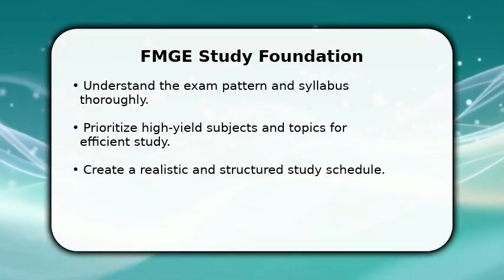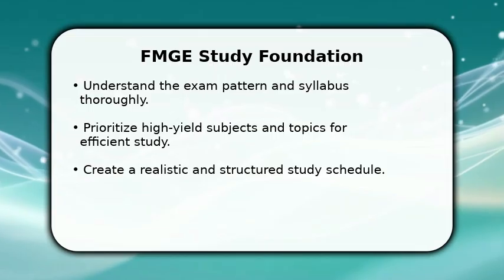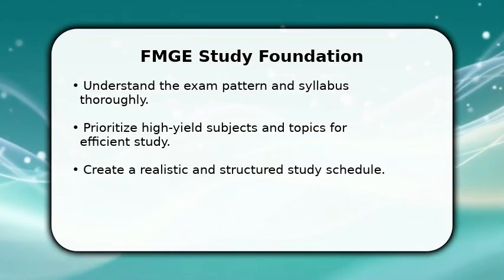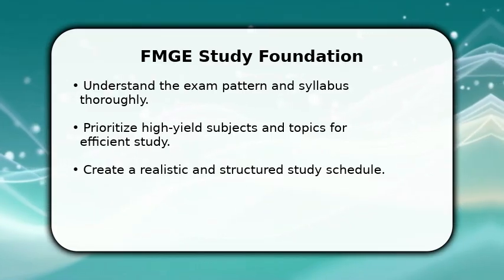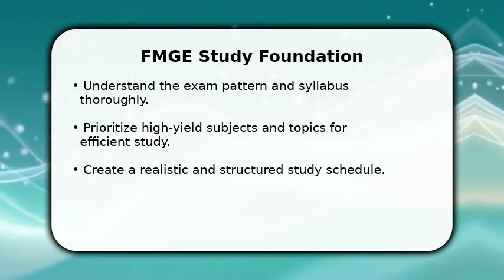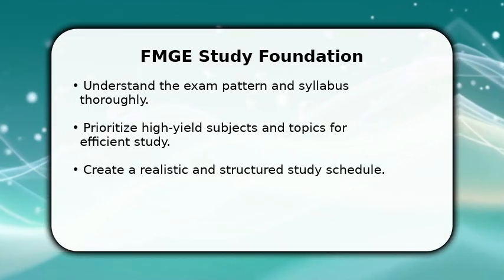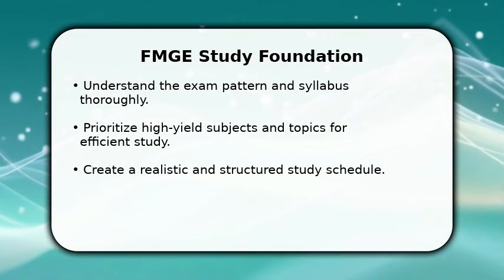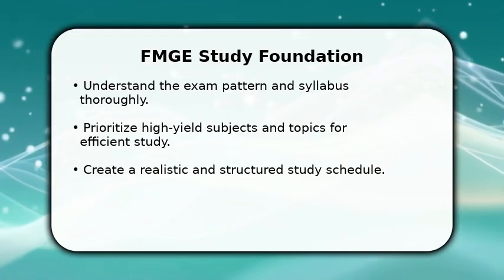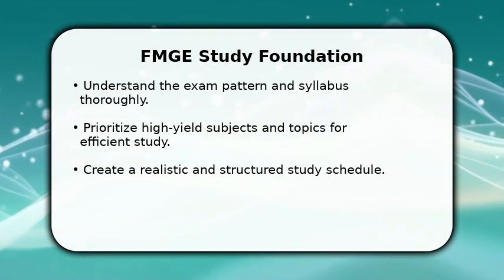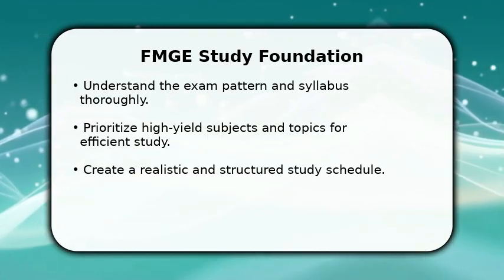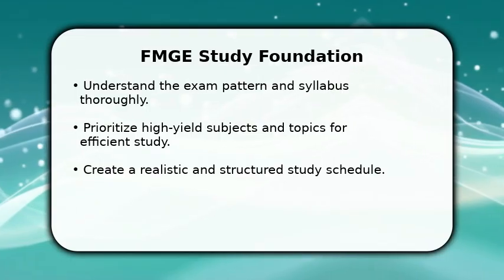In this video, I will explain how to study for the FMGE exam. Begin by thoroughly understanding the exam pattern, which includes 300 multiple-choice questions. Familiarize yourself with the extensive syllabus covering 19 subjects. Prioritize high-yield subjects like anatomy, physiology, pathology, and pharmacology, as they often carry significant weight.